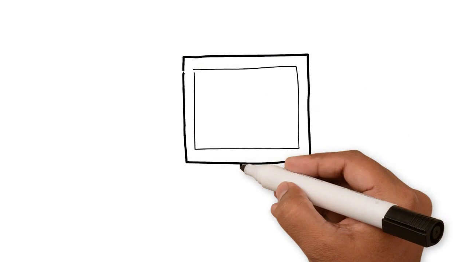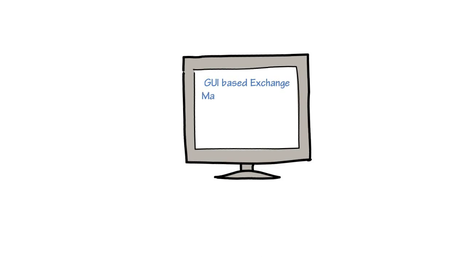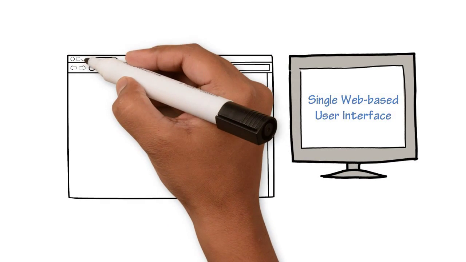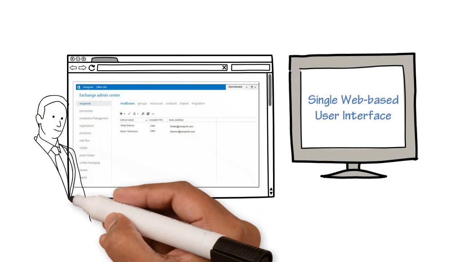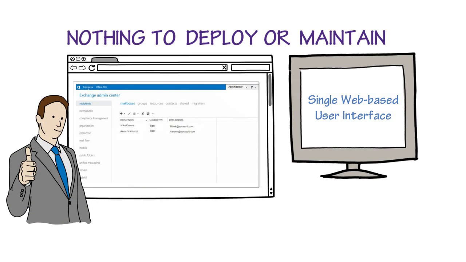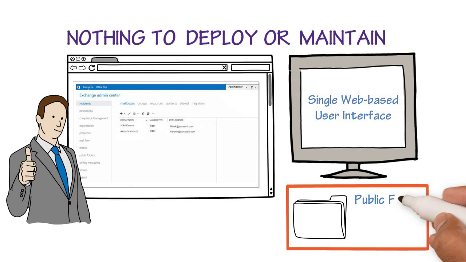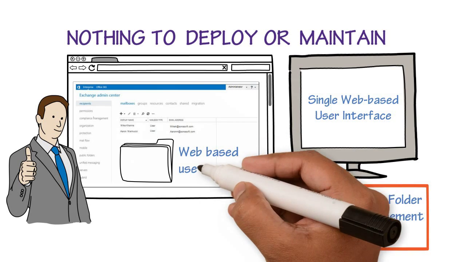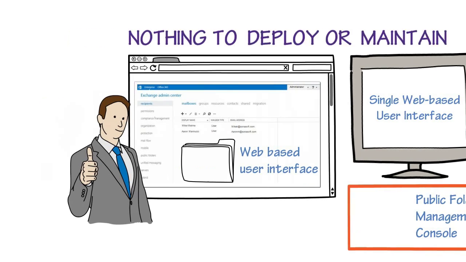It is now easier to maintain, as the GUI-based Exchange Management Console and the web-based Exchange Control Panel are replaced by a single web-based user interface. It's much easier to access and use, and there's nothing to deploy or maintain. In addition, public folders are no longer managed through the separate Public Folder Management Console. Instead, they are managed via the web-based user interface.